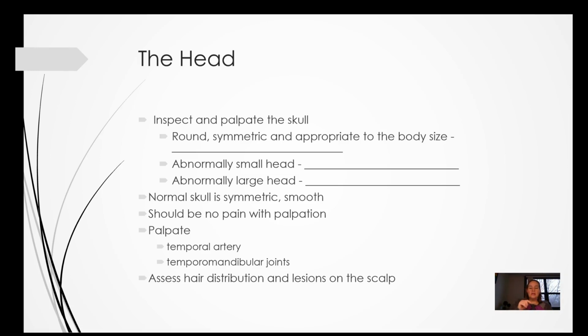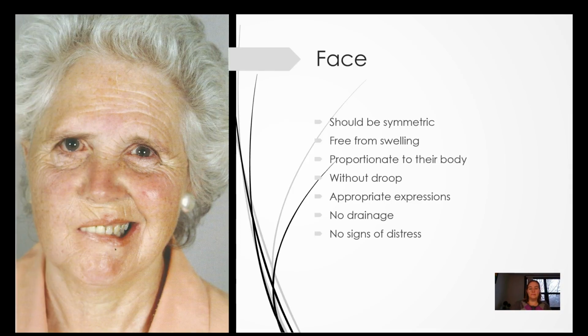The other thing that you can do is assess the temporomandibular joints, so if you put your hands here on your patient's chin and you ask them to open their mouth, you're looking to feel the movement of the mandible from the maxilla. We do look at hair distribution and for any lesions on the scalp that we might be concerned with.